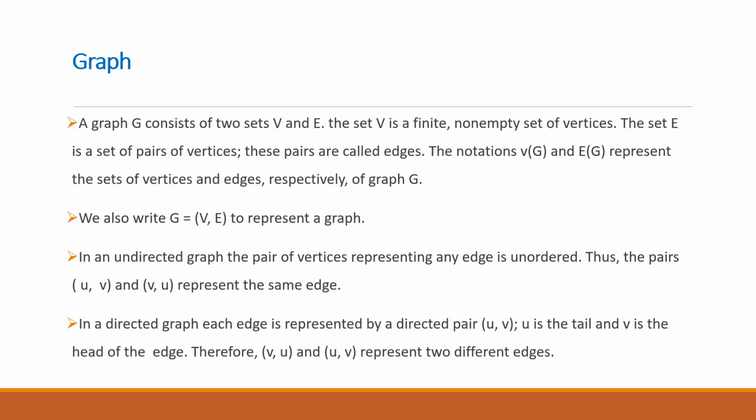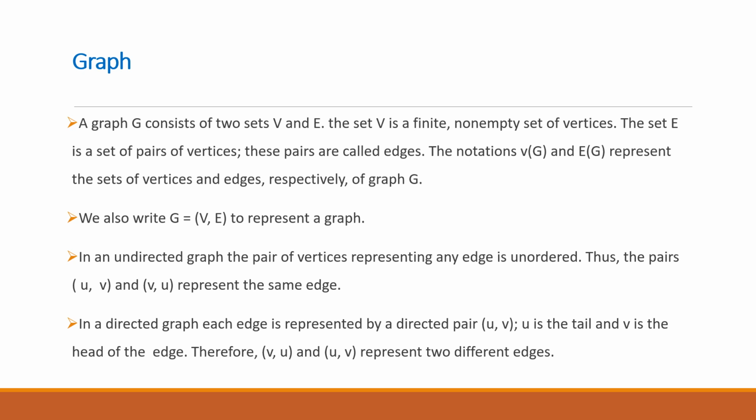Then the next slide: graph. What is a graph? In simple terms, a graph G consists of two sets, V and E. V is the vertices and E is the edges. A graph is a set of vertices and edges. The set V is a finite, non-empty set of vertices. The set E is a set of pairs of vertices, which we call edges. The notation V of G represents the vertices and E of G represents the edges.